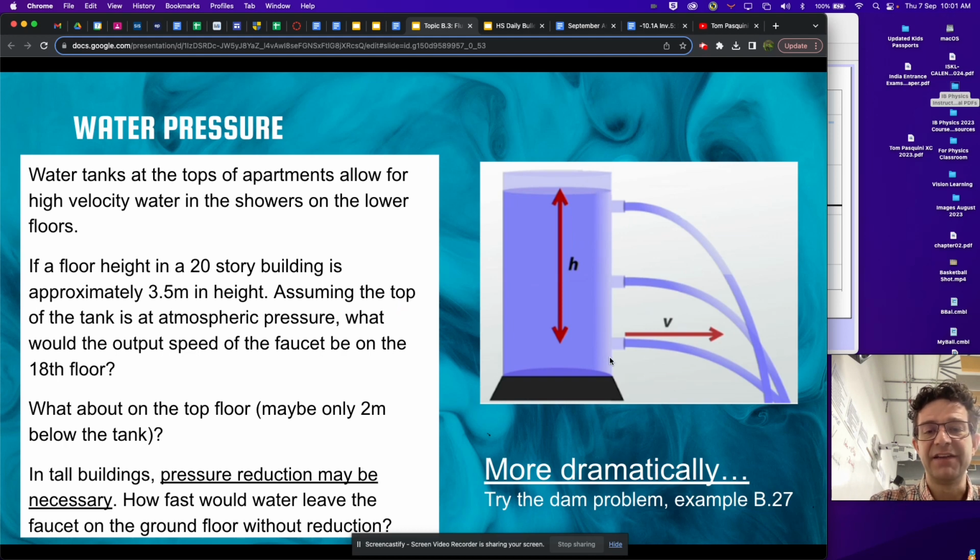In fact, if you go to very tall buildings, you may need pressure reduction because it could be that the water would be traveling so fast out of the faucet that it could be dangerous. Hopefully that gives you a good start and you can work a couple of problems.